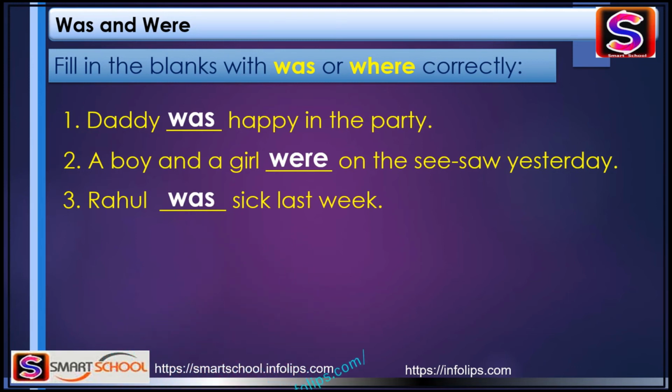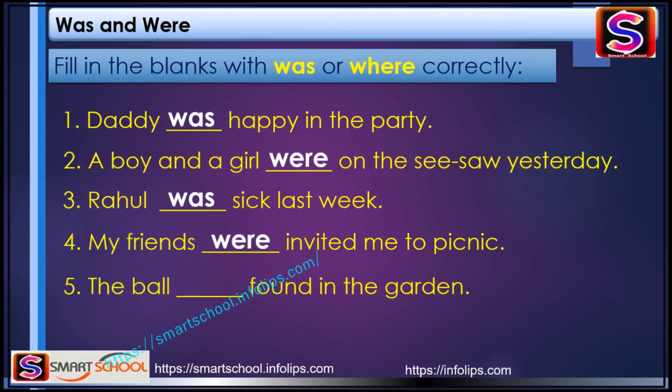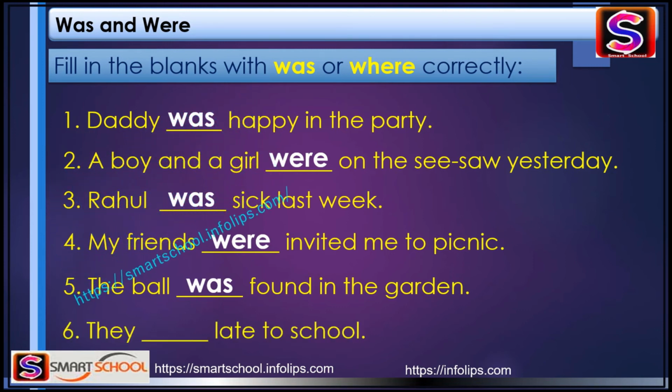I hope you understand and are enjoying, right? Let's see another question. My friends dash invited me to the picnic. Now see, in this sentence the person is my friends, not friend. It's friends, that's why we will use were, right? Okay, one more question. The ball dash found in the garden. The ball means there is a thing, but it is one, so we will put was, right? And here is the last question. They dash late to school. Now in this sentence they means more than one, right? So more than one, it will be were. Okay, they were late to school.